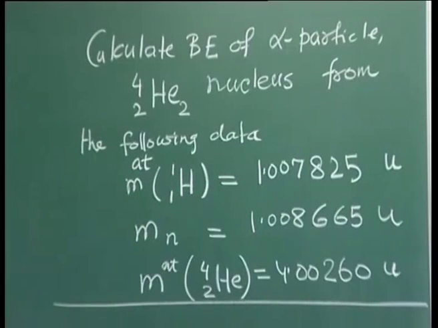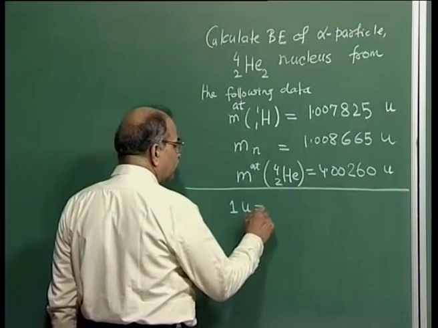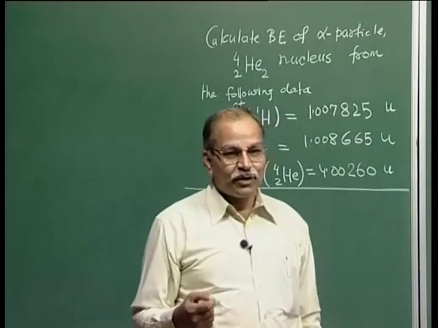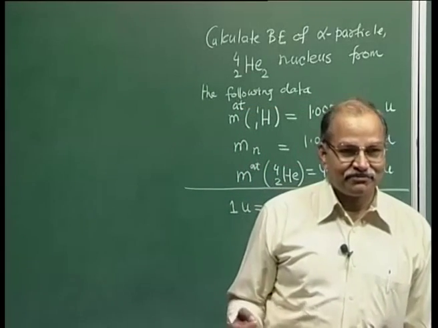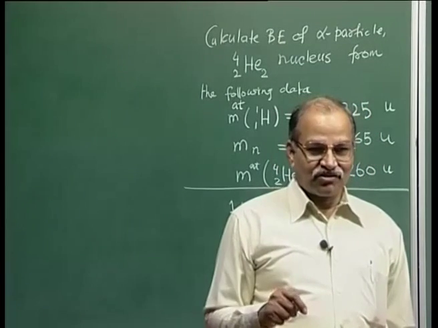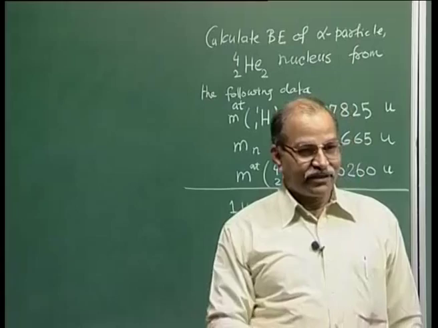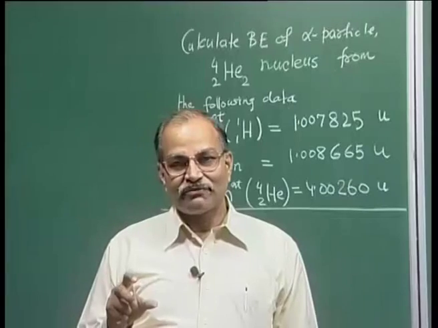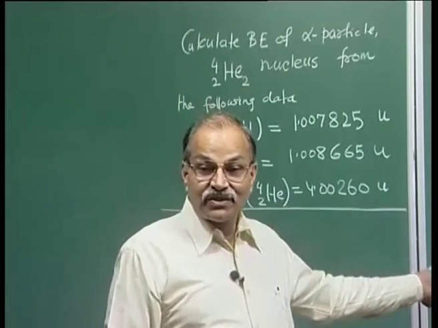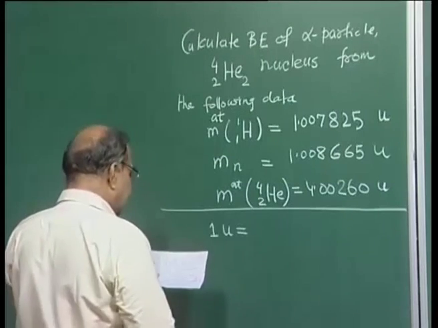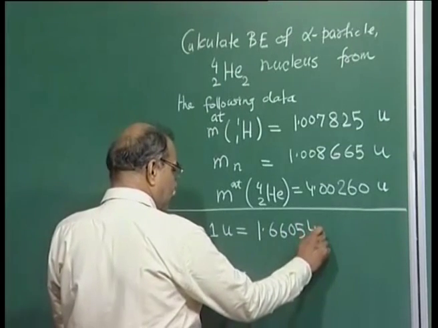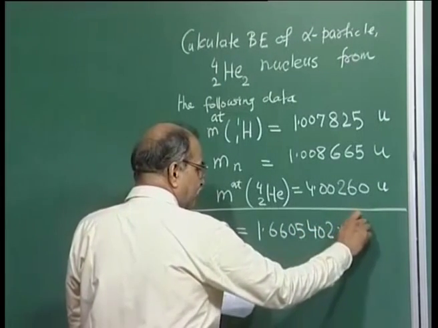Now, what is U? Atomic mass unit, and this atomic mass unit is mass of what? 1/12 of mass of neutral carbon atom in its ground state. 6 protons, 6 neutrons and 6 electrons making an atom in its ground state. So, that carbon-12 atom, mass of that divided by 12, that is 1 atomic mass unit. If you write in terms of kilograms, this turns out to be 1.6605402 into 10 power minus 27 kg.